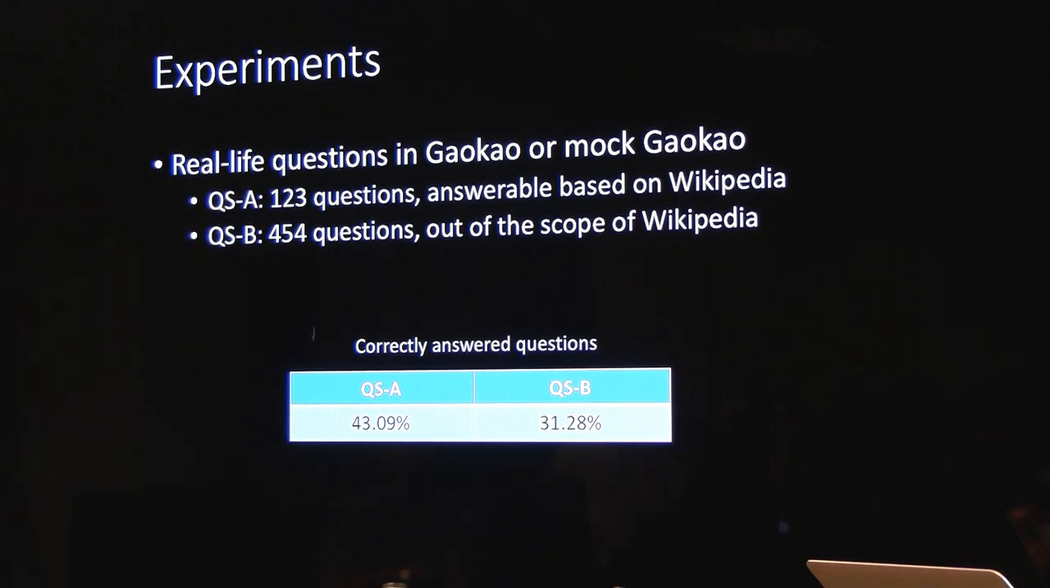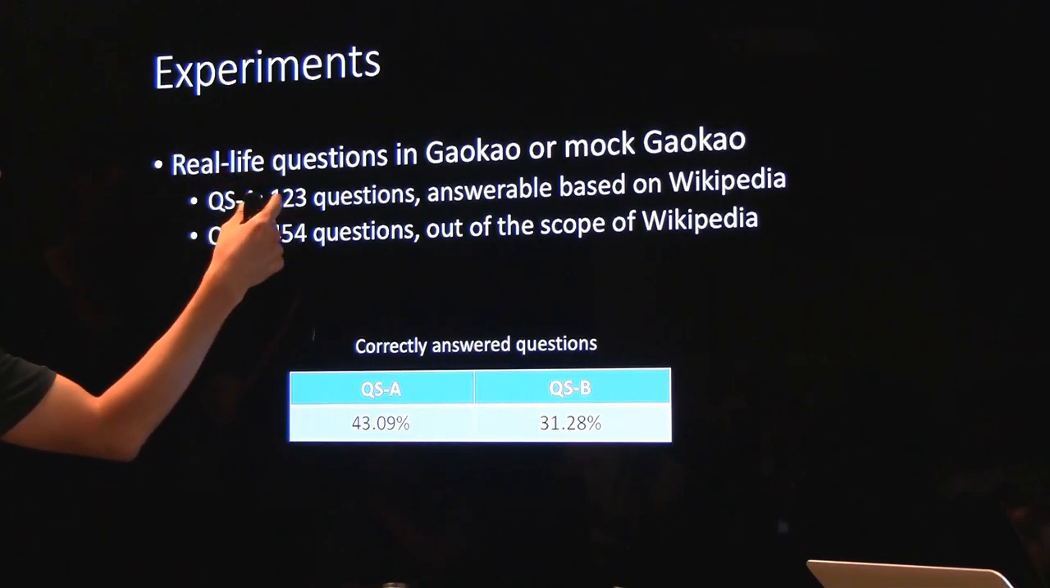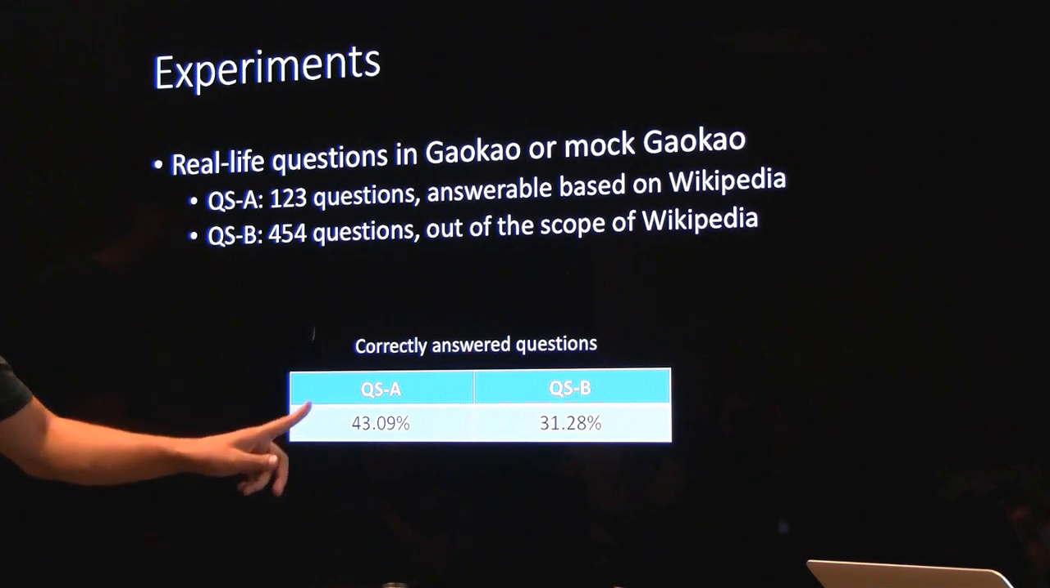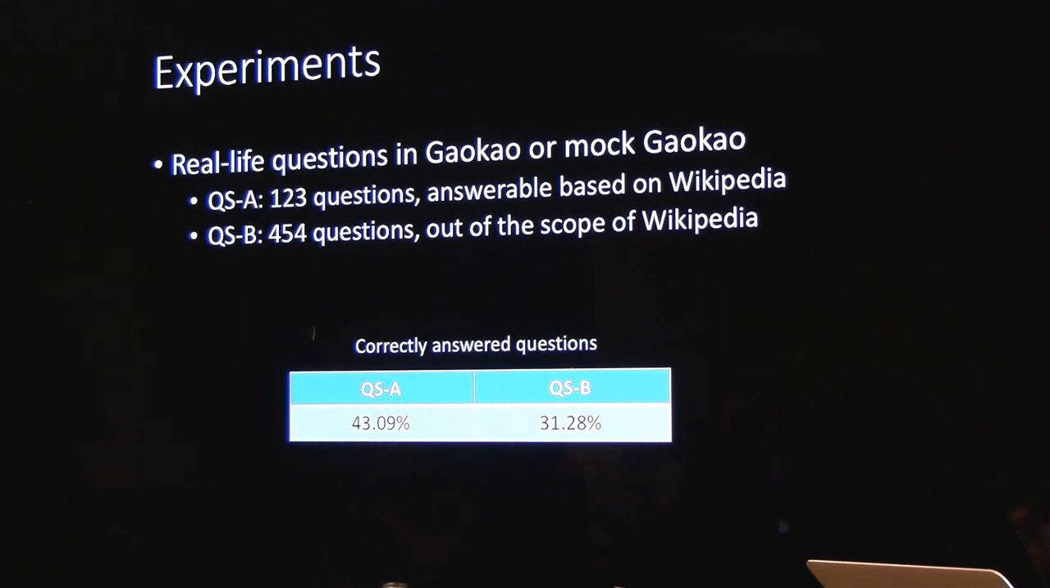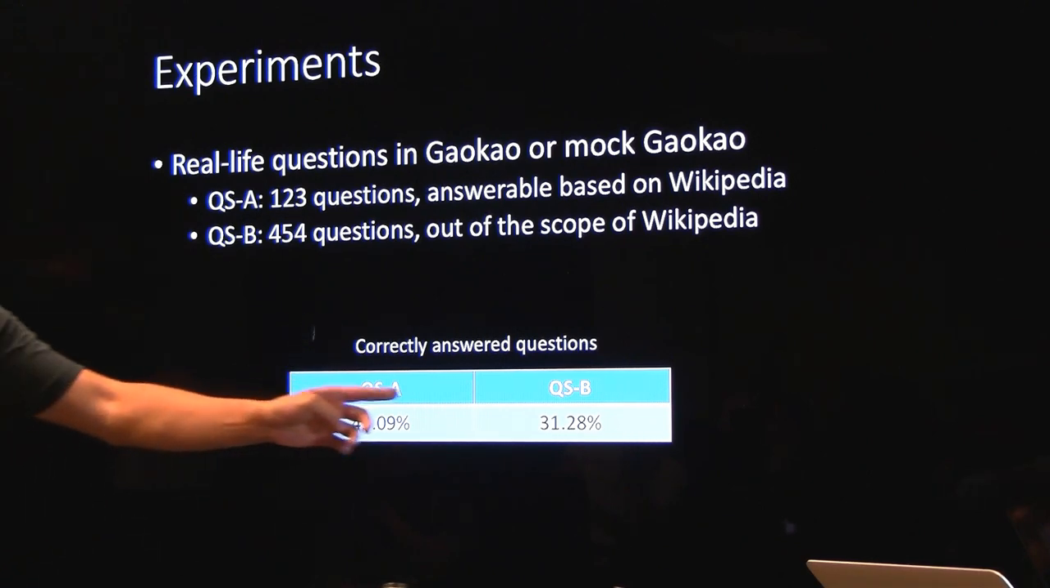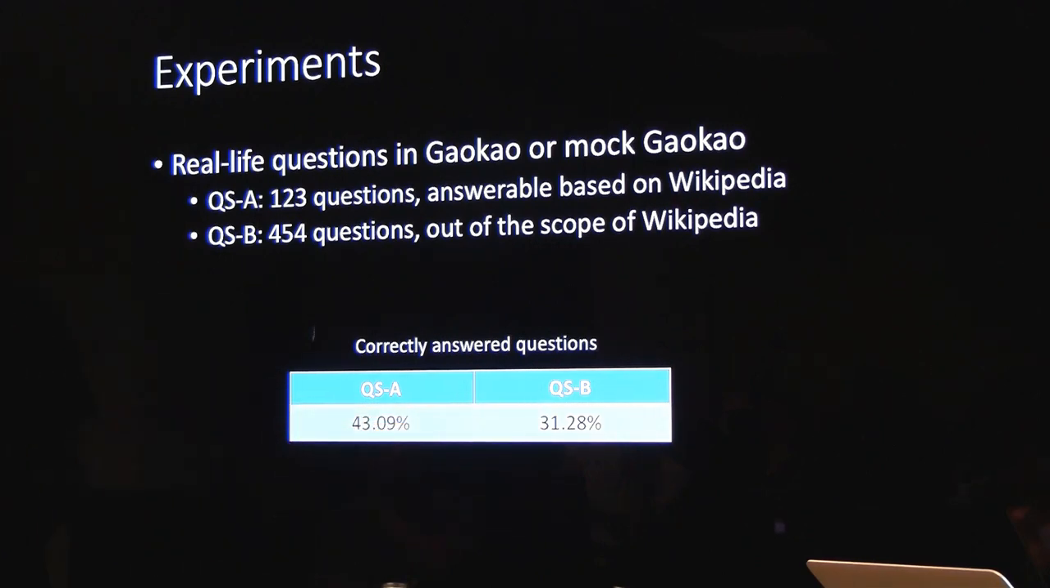More than 500, and we ask human students to solve them. But based on only Wikipedia, we find that only more than 100 can be solved based on only Wikipedia. That is, for the rest of the questions, we need some other resources of knowledge in order to answer. So on these 123 questions, our approach can correctly answer 43% of all the questions. Even on the questions that are out of scope of Wikipedia, our approach can answer more than 30%.